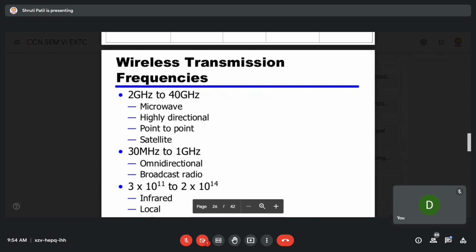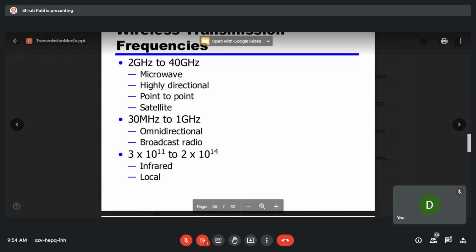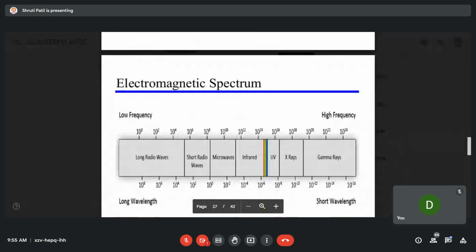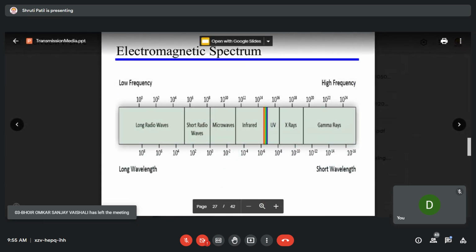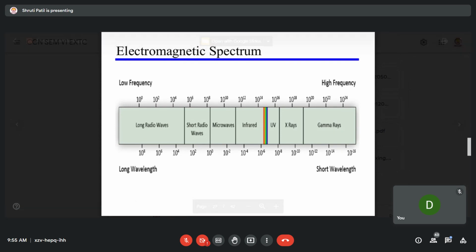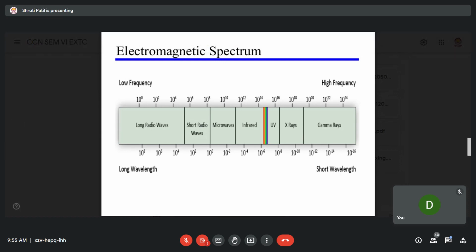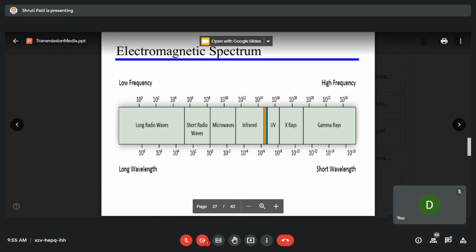is the broadcast radio, which is omnidirectional. You have 3 into 10 raised to 11 to 2 into 10 raised to 14, the infrared or local. So this is the electromagnetic spectrum. It is divided into long wavelength and short wavelength. The useful ones are microwaves, radio waves, short and long radio waves, and infrared. These three are the media for electromagnetic waves used for transmission.